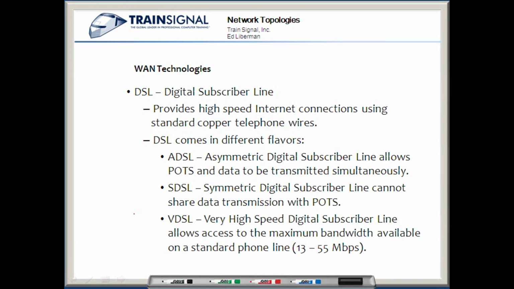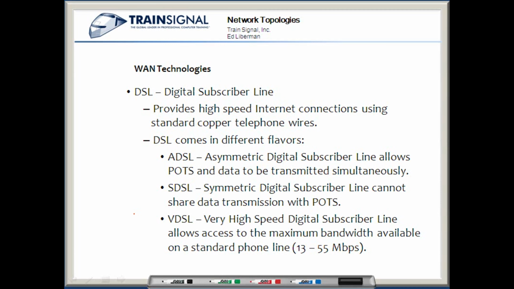SDSL stands for Symmetric Digital Subscriber Line, and it cannot share data transmission with POTS. So unlike asymmetric, this cannot share data. You actually need to have separate lines, one for data, one for the actual phone service. You also need special hardware for SDSL, and you will see that it's not that commonly used. Now, the last one we have here is something called VDSL. I love it. They put a V in there for very high speed DSL, basically.